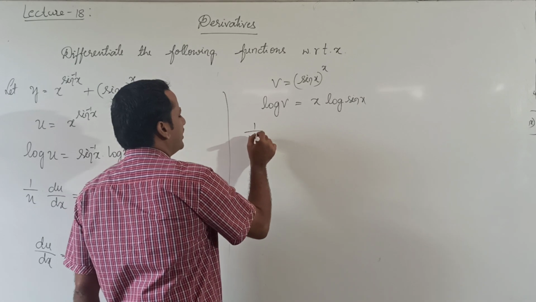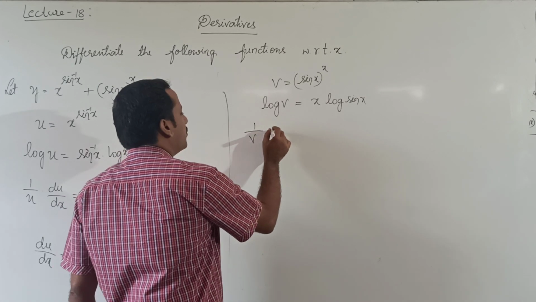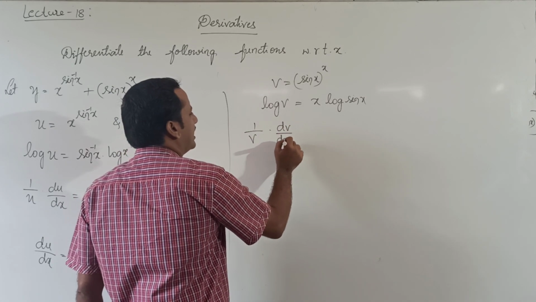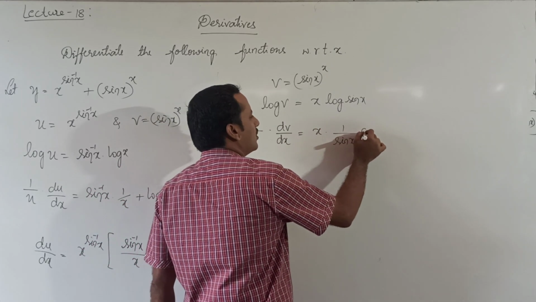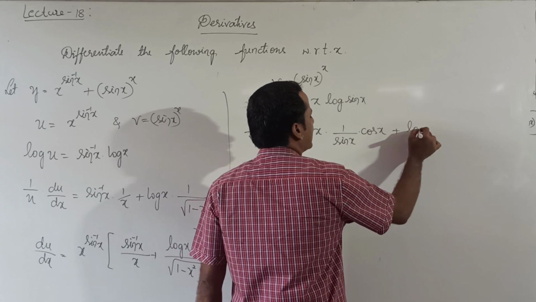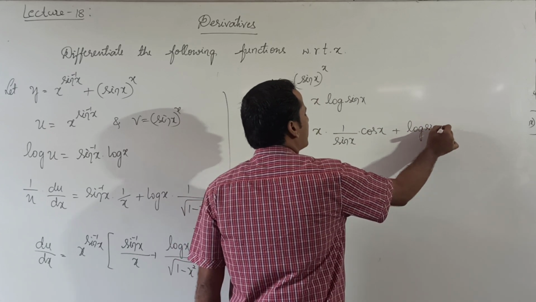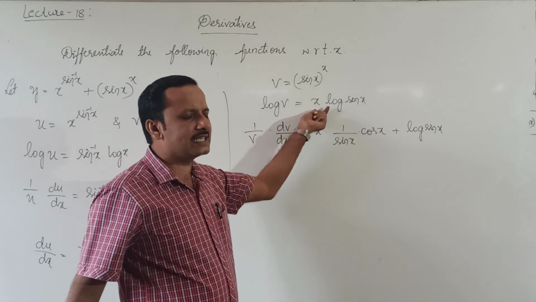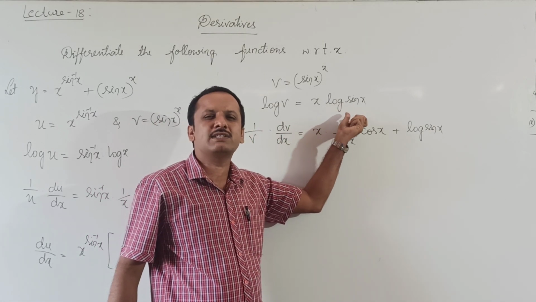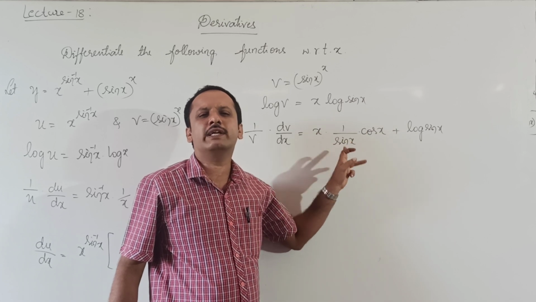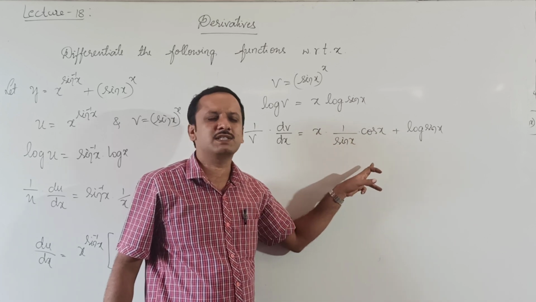Now differentiating with respect to x will give you 1 by v into dv by dx is equal to x into 1 by sin x into cos x plus log sin x. Observe here I am using product rule of differentiation. X is the first function into derivative of the second. Derivative of log sin x is 1 by sin x into the derivative of sin x. Derivative of sin x is cos x.